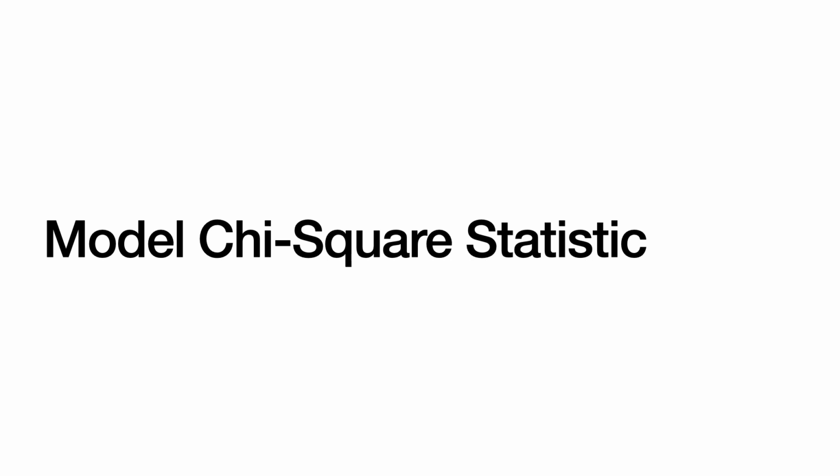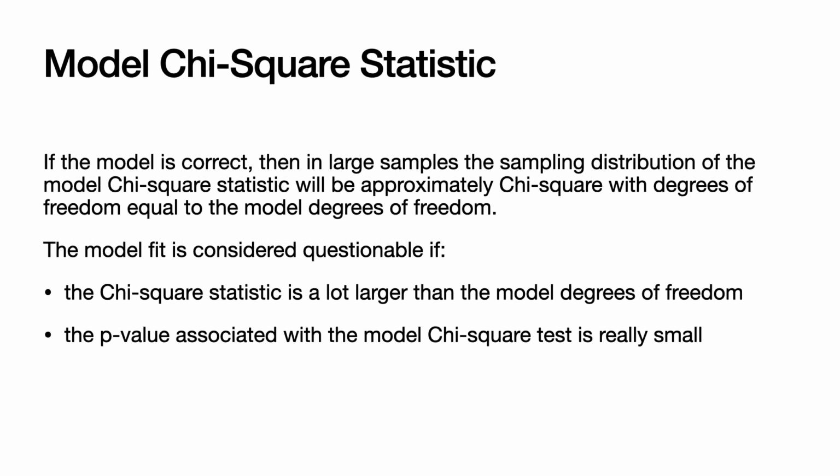So let's first look at the model chi-square statistic. If the model is correct, then in large samples, the sampling distribution of the model chi-square statistic will be approximately chi-square with degrees of freedom equal to the model degrees of freedom. The model fit is considered questionable if the chi-square statistic is a lot larger than the model degrees of freedom, or if the p-value associated with the model chi-square test is really small. Now typically, if one of these occurs, the other will occur as well.